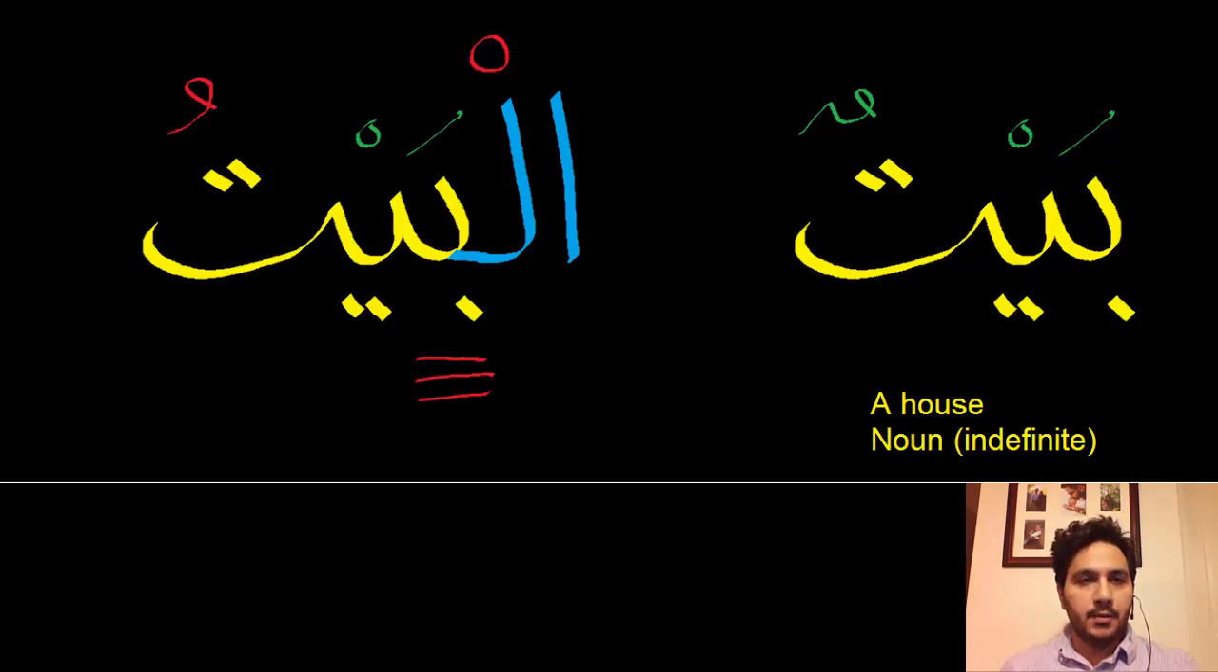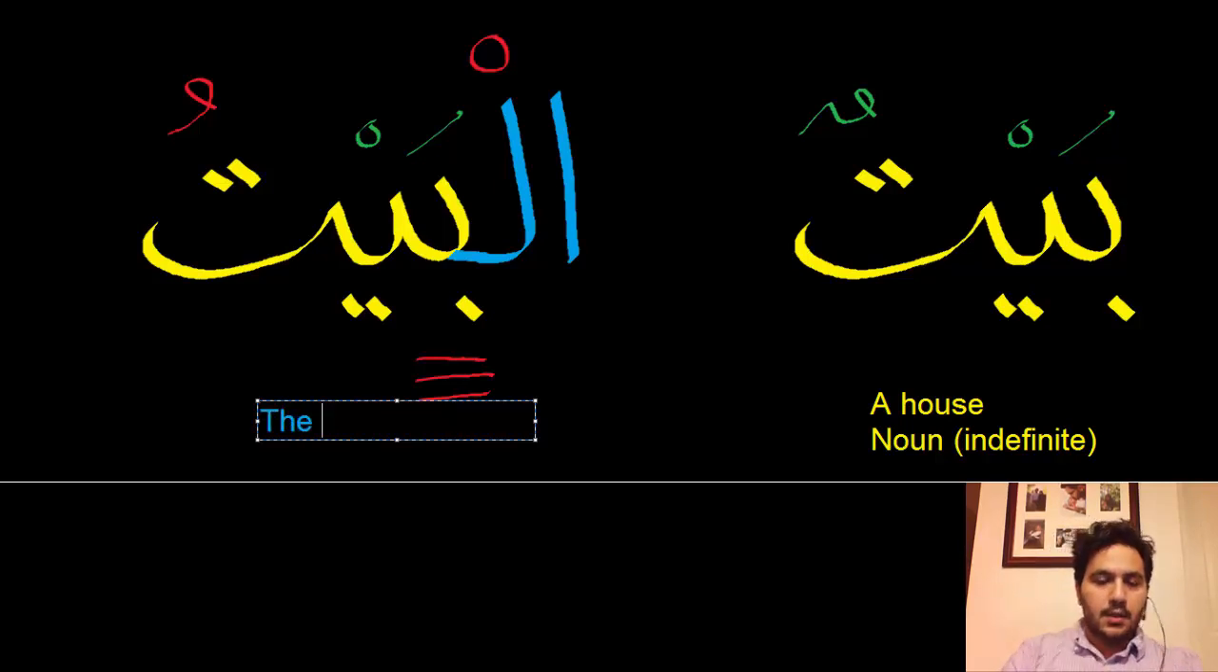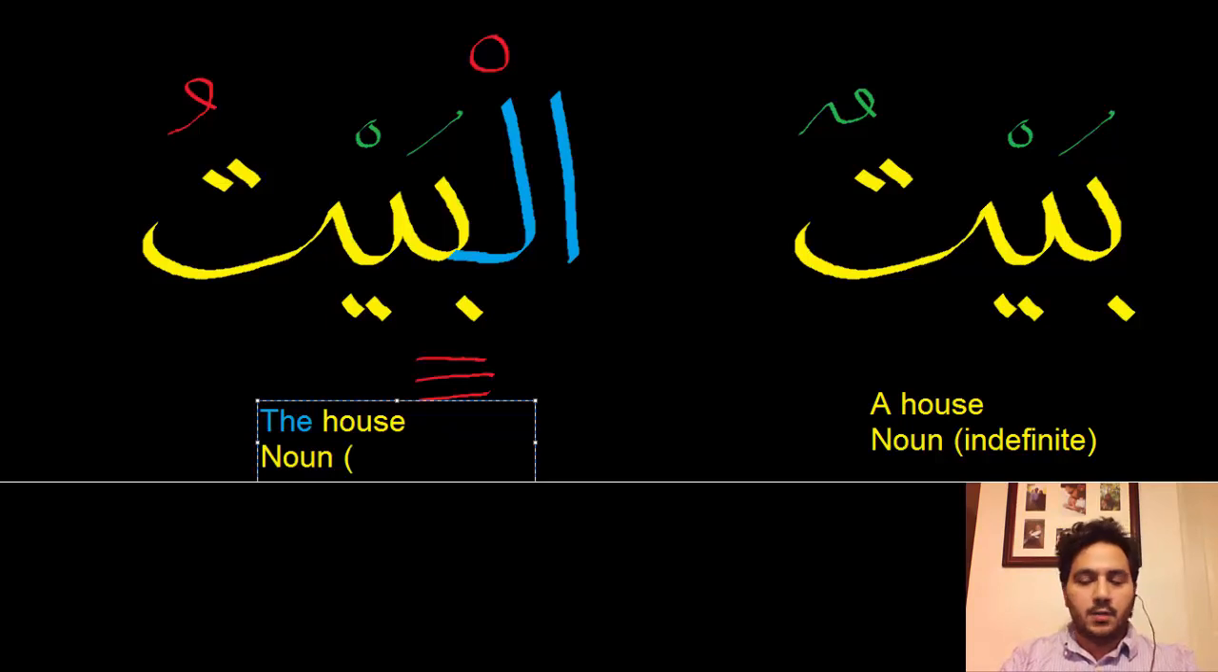Actually, before we do that, let me write in English what we just did. What we did was, we're no longer talking about a house, we're talking about the house. And it's still a noun. We didn't change the word. It's not an action word or anything. It's not a particle. It's not a harf. So we say this is a definite noun now because we added the definite article to it. Okay. Let's do another example.